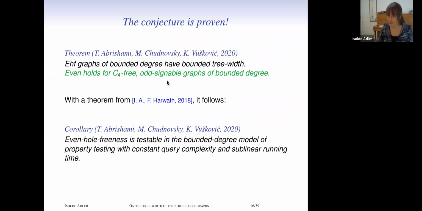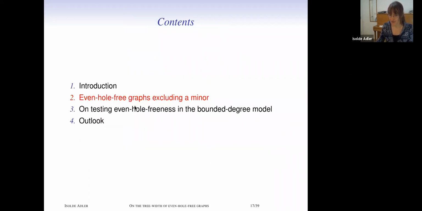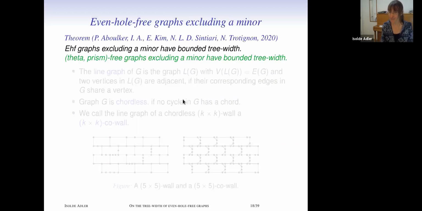And this, together with a theorem with Frederik Harbort from a while ago, implies that even-hole-freeness is testable in the bounded degree model of property testing with constant query complexity and sublinear running time. Okay, so this is sort of setting out the picture. I'll speak a bit more about even-hole-free graphs excluding a minor and how we get the bound on the tree width, because I think it's nice, and maybe it fits into the talk, I'm hoping.